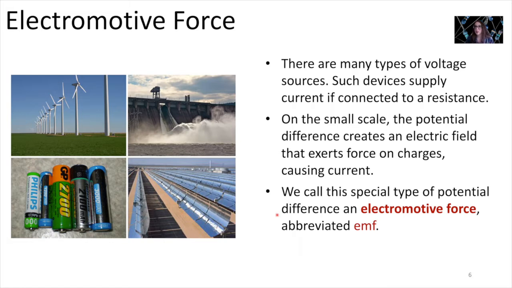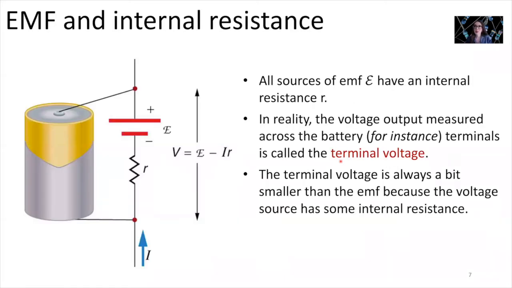The electromotive force just means that this is a potential difference that is supplying an electric field that exerts forces on the charges in our circuit, causing those electrons to move around in the circuit to create a current. All sources of EMF, electromotive forces, have an internal resistance in them.